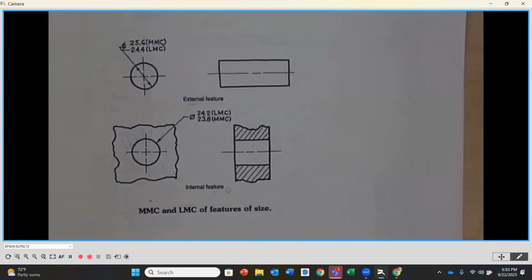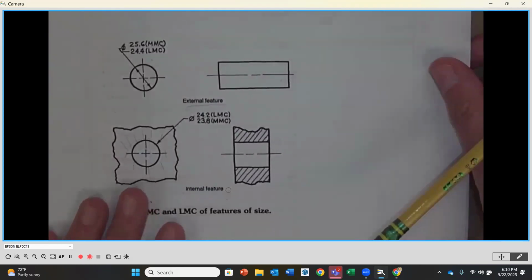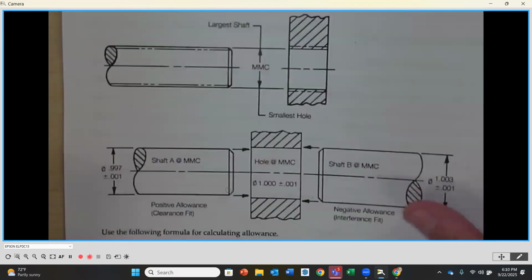Now, why is this important? Well, it's how we refer to the different limits of any size, okay? Maximum material condition, least material condition. So knowing if it's an internal or external, we gotta get that, okay? And then we're going to be using this again in GD&T, and we're going to be using it again later on when we do engineering design projects. So this is a good start to that.